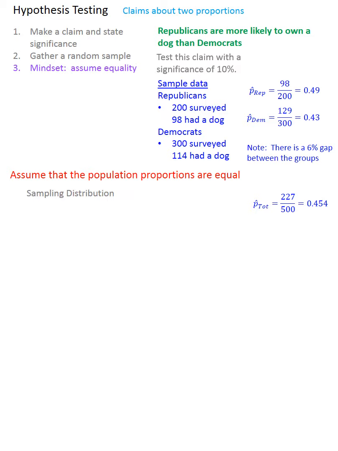So in the assumption that the two populations are equal, let's look at a sampling distribution of what the Republican proportion minus the Democrat proportion would look like. Now, when I put this here, I am not referring to the 49% and the 43% of our particular sample. Instead, I'm doing a sampling distribution which poses the question, what would the Republican proportion minus the Democrat proportion look like if we were to repeat this 500-person survey over and over and over repeatedly?